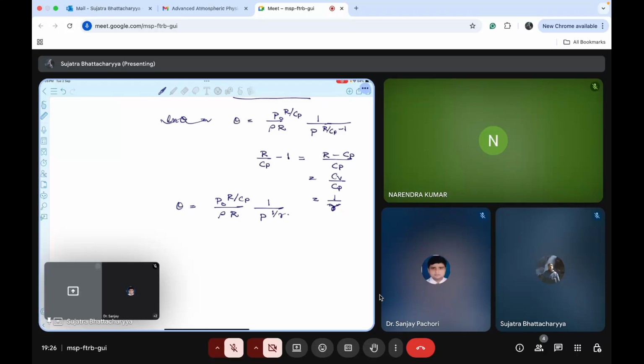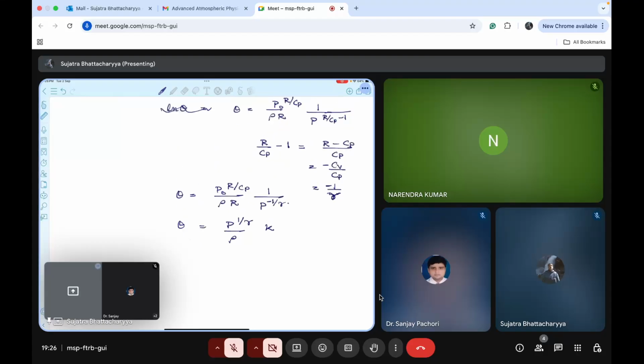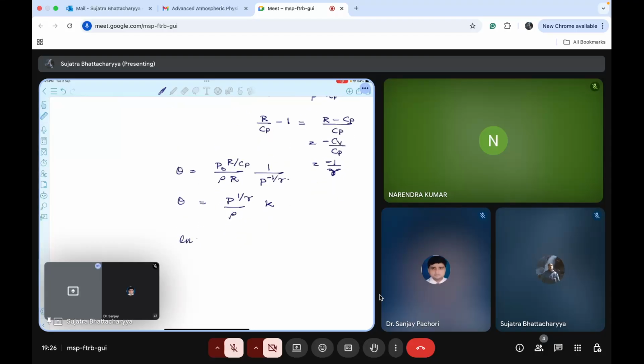Okay, this is nice. So we can get P to the power 1 by gamma divided by rho and some constant. Okay, so now take log of theta, that is equal to 1 by gamma log of P minus log of rho plus log of K.